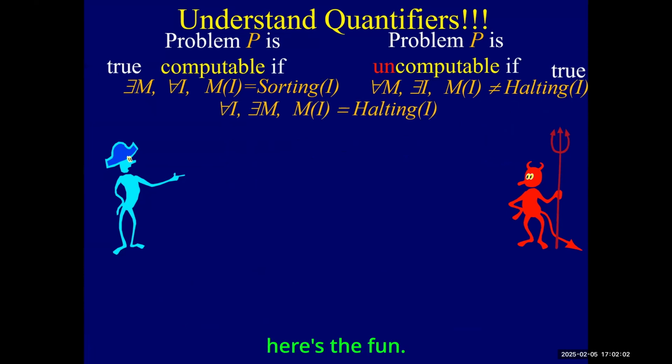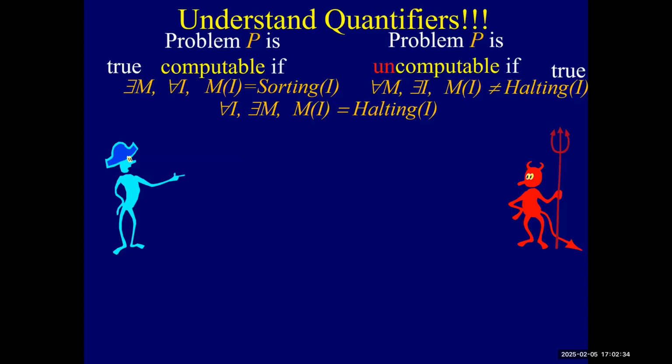All right, so here's the fun. We did this already. So look, the halting problem is undecidable. Is it true that for every input, there's a machine that gives you the right answer? Look at that. For every input, there's a machine that gives you the right answer. How many people think it's true? How many people think it's false? How many people have no idea? You're right.